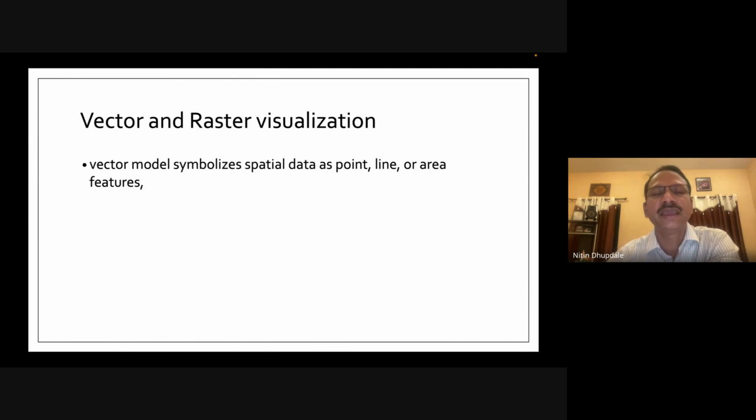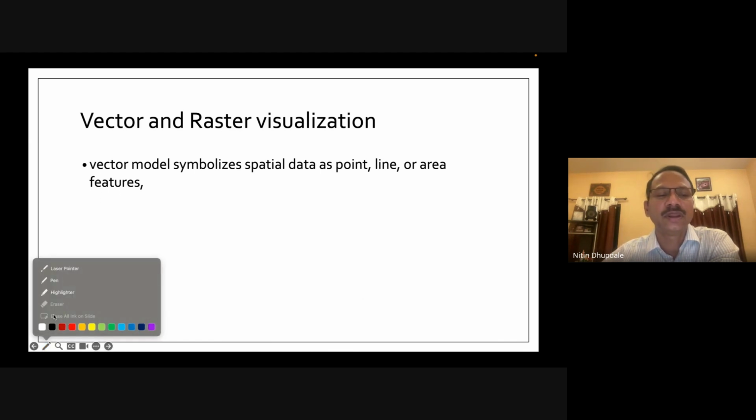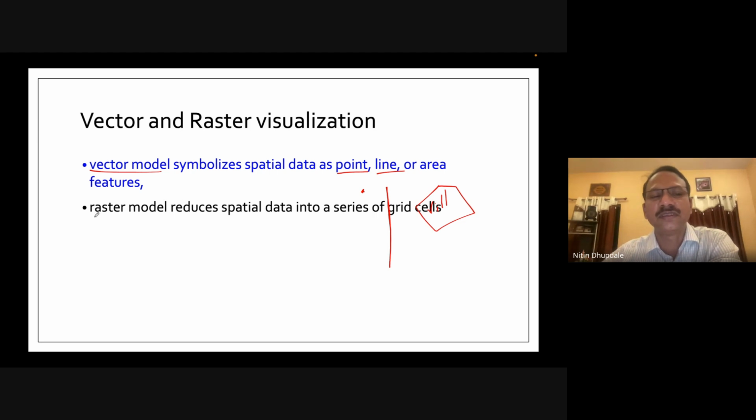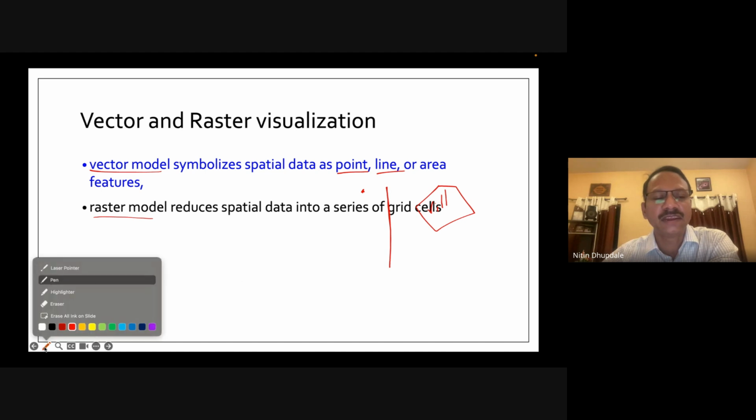GIS data can be displayed in the form of a vector model. The vector model uses a point or a line. A point will be like the location of a patient, a line will be like a street, or we use polygons, which depict a village or building or whatever it is. So these are the various ways the data is visualized. But there is also something called a raster model. It uses grid cells.